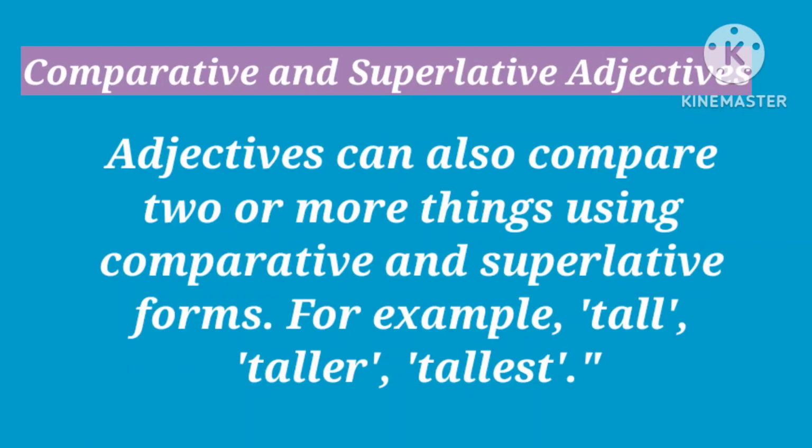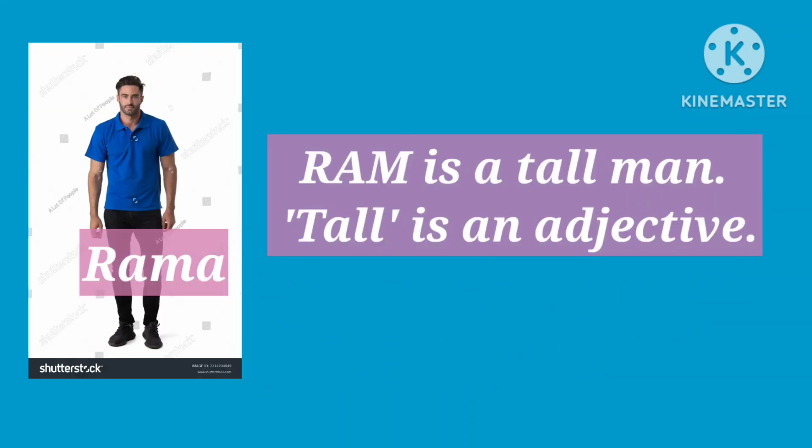Comparative and superlative adjectives. Adjectives can also compare two or more things using comparative and superlative forms. For example, tall, taller, tallest. Rama is a tall man. Tall is an adjective.